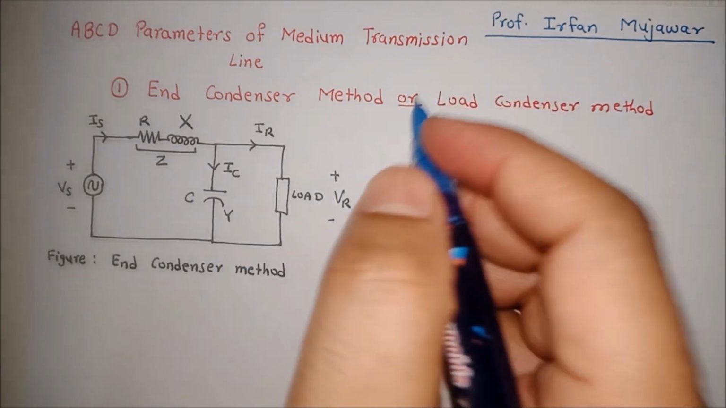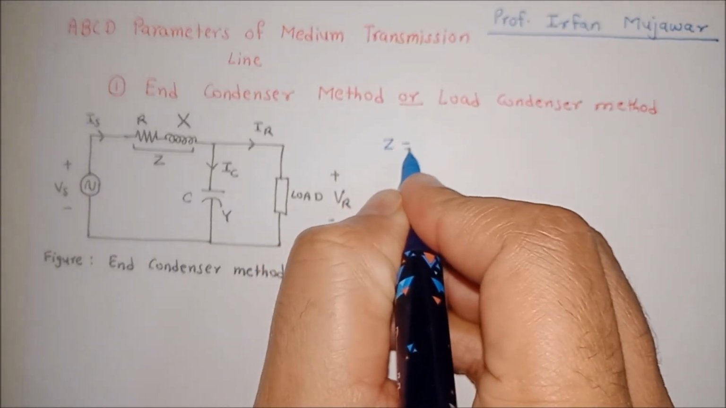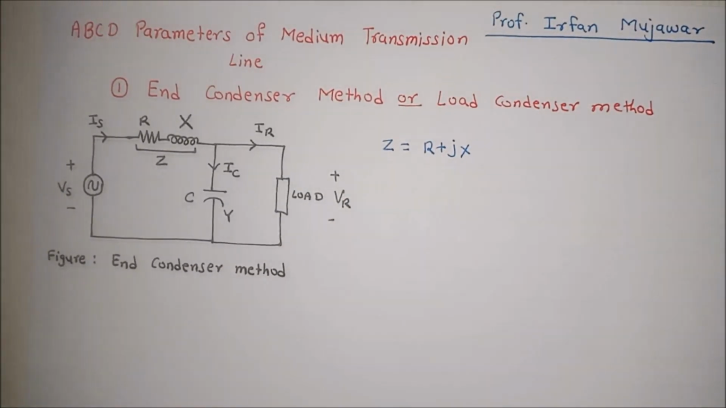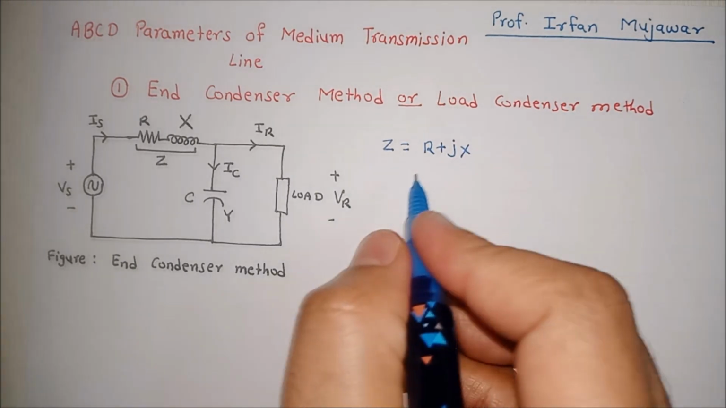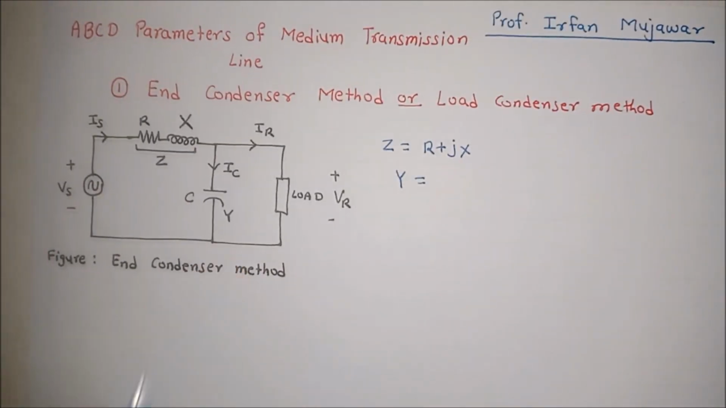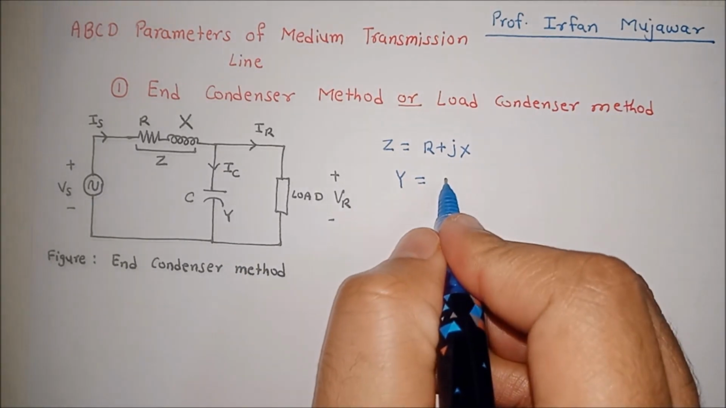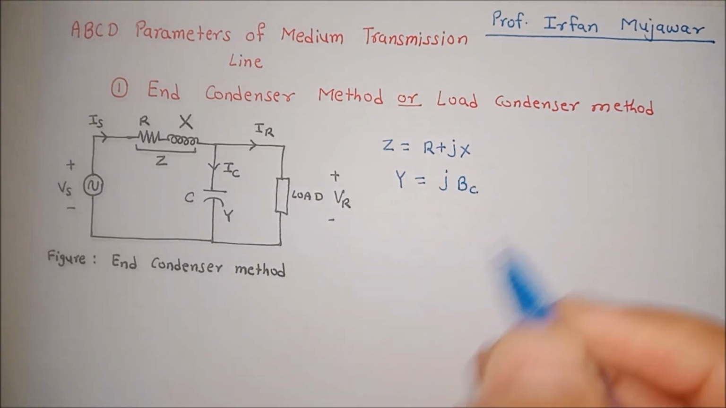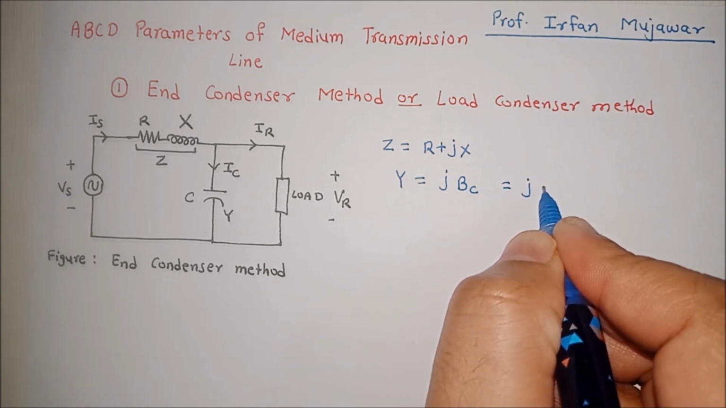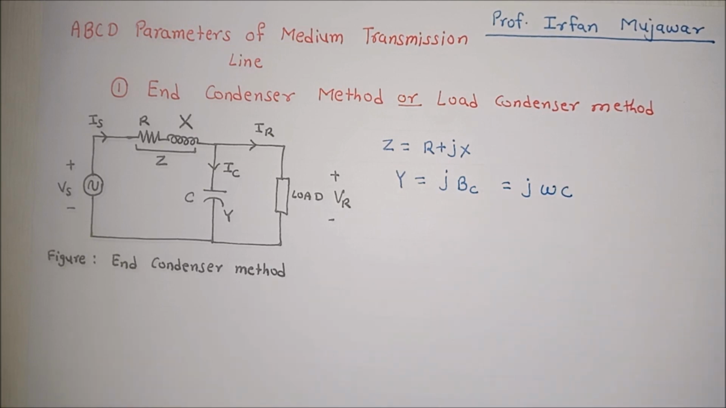Now if you see the series impedance of the line, Z we can write as R plus jX, where X is omega into L. Now Y, that is the admittance of the capacitor, is nothing but j into Bc, where Bc is the capacitive susceptance. If you write in terms of omega C, this will be j omega C. So Bc is the capacitive susceptance, omega is the angular frequency.